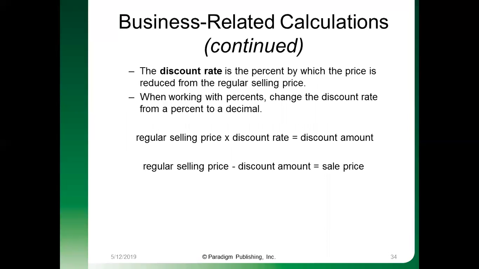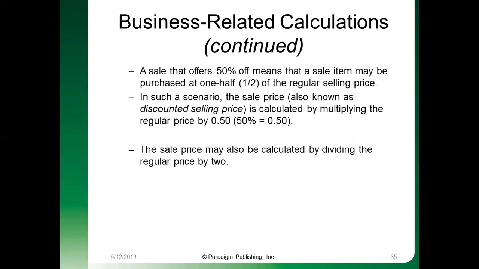The discount rate is the percent by which the price is reduced from the regular selling price. When working with percent, change the discount rate from a percent to a decimal. So the regular selling price times the discount rate is equal to the discount amount. The regular selling price minus the discount amount will give you the sales price.